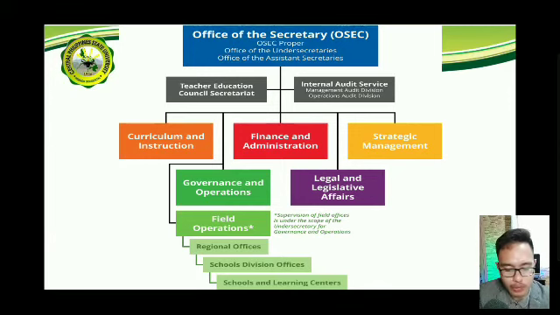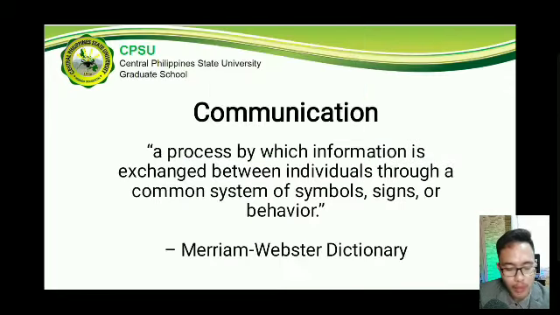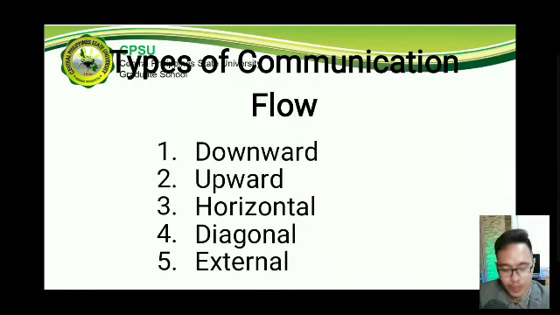Allow me to also give you a review on how books define communication. According to the Merriam-Webster dictionary, communication is a process by which information is exchanged between individuals through a common system of symbols, signs, and behavior. So whether the organization is formal or informal, they observe a common system of symbols. Thus, the birth of the communication flows. Here are the types of communication flows. First, we have the downward, the upward, and then next is the horizontal, diagonal, and then the external. So these are the types of communication flow.